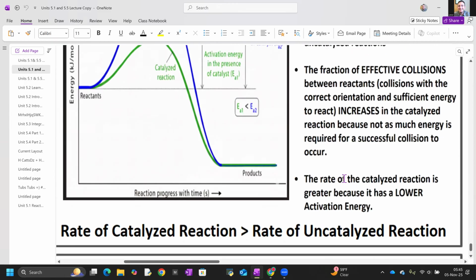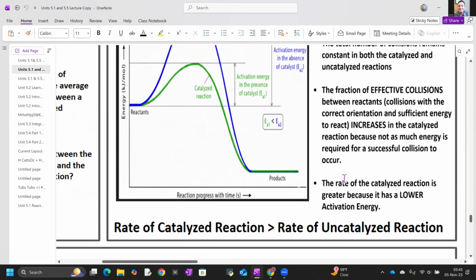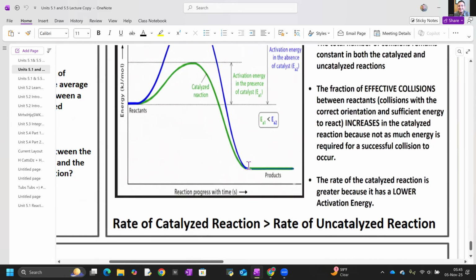And so that brings us to the end of Unit 5.1 and all of Unit 5.5.